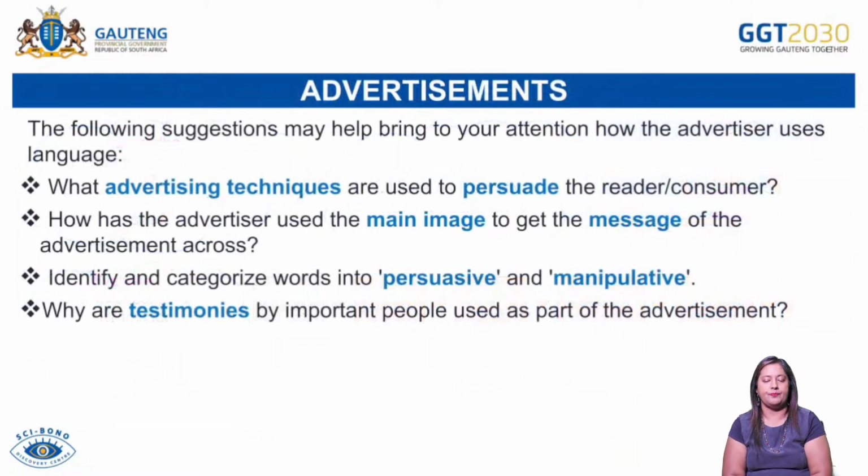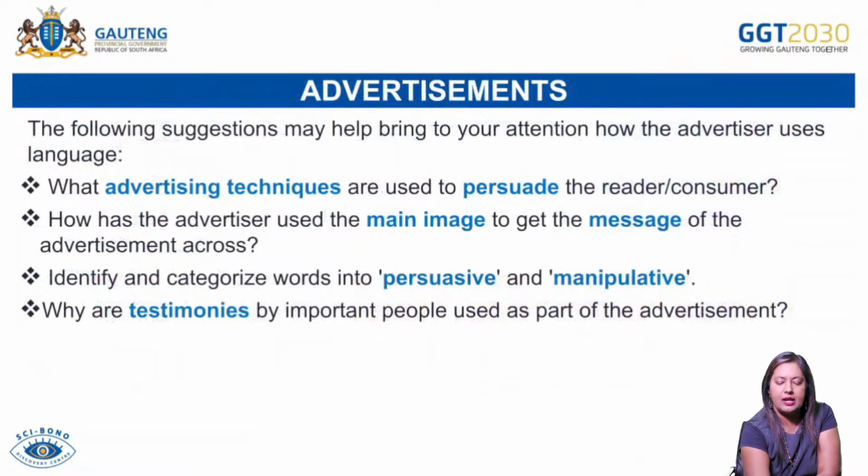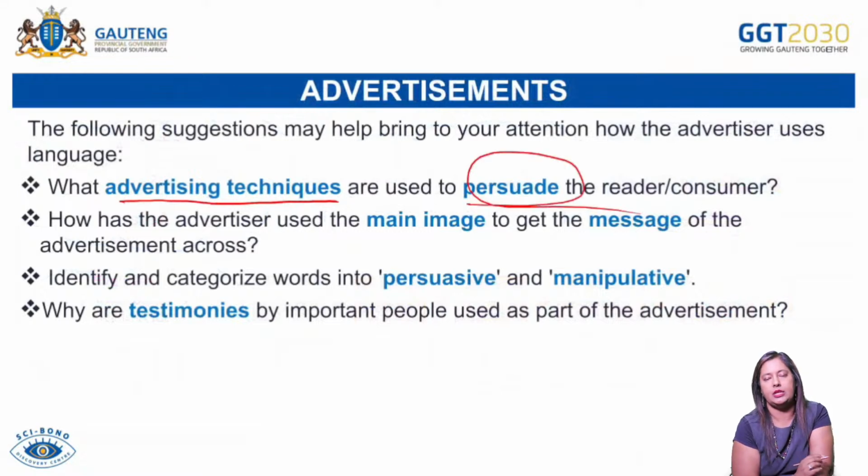All right, then let's look at some questions we could ask ourselves when we are analyzing the advert. We can say, what advertising technique is used to persuade me to do something? All right, there's an advertising technique. How was the advertiser using the main image to get his message across? So the main image is usually in the center of that particular advert, okay?